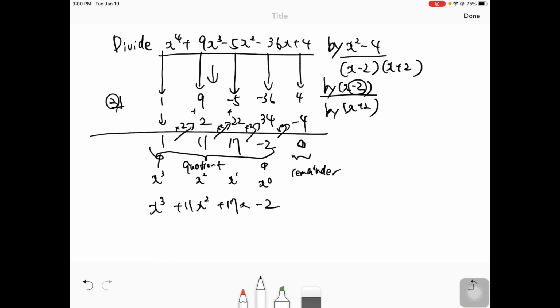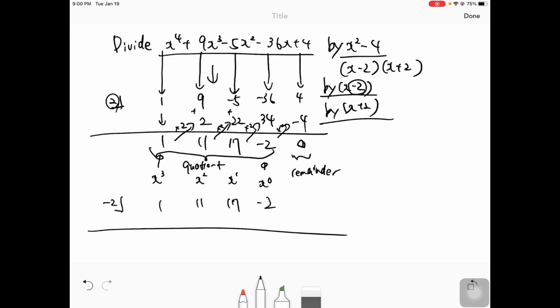So let's do it again. You need to divide it by x plus 2 as well. So it's 1, 11, 17, negative 2. Divided by negative 2. Okay. Then you bring it down here. Then times negative 2, 11 plus negative 2 is 9. Then times negative 2, negative 18.